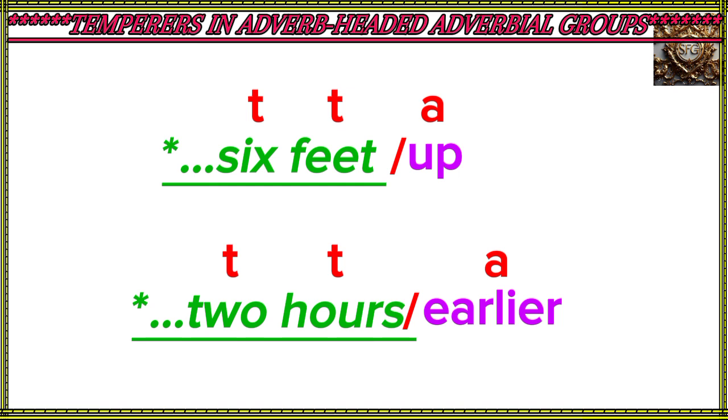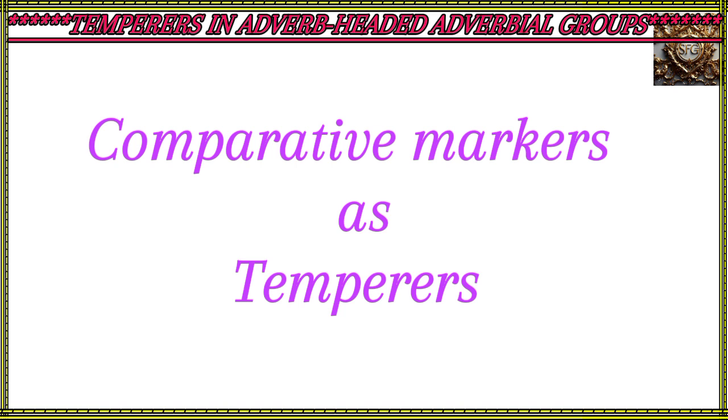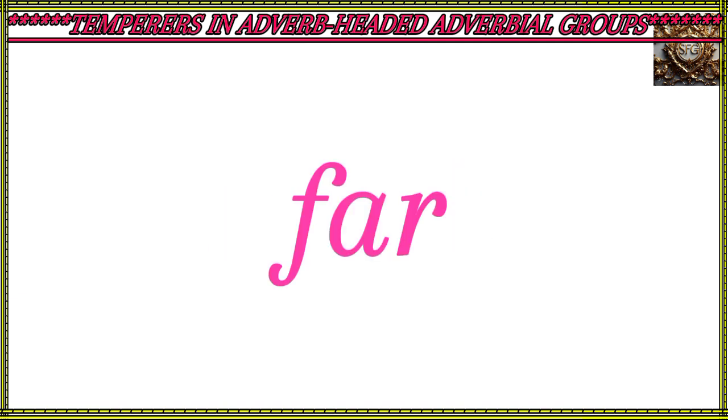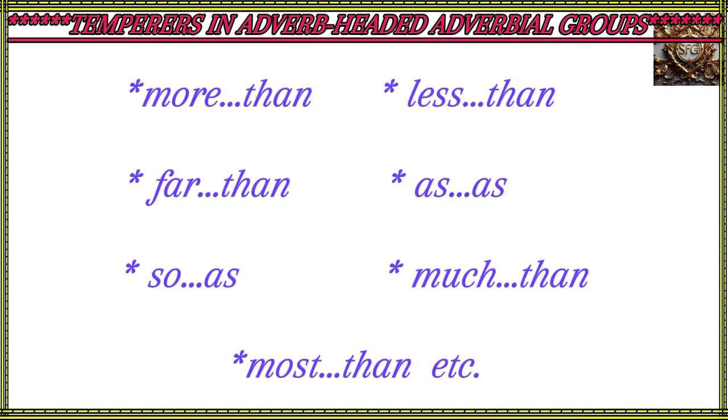groups within our discussions. Comparative markers as temporars. The comparative markers that can function as temporars include more, most, much, less, far, as, etc. These pre-comparative markers are usually accompanied with than or as phrases as post-comparative markers.